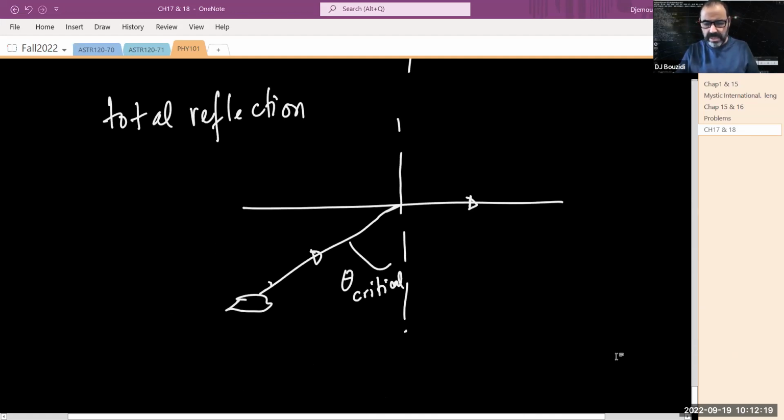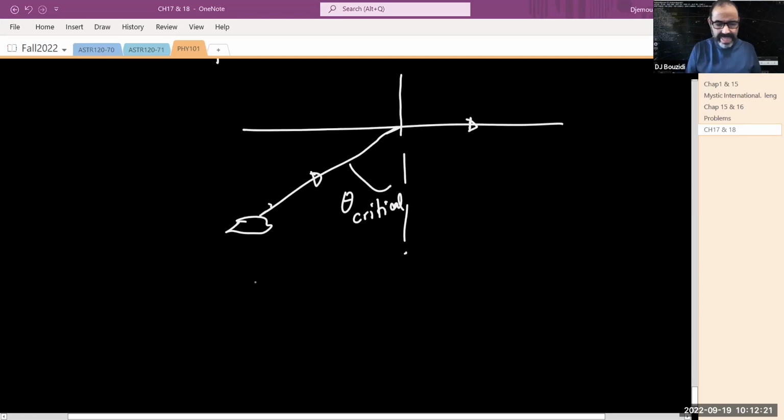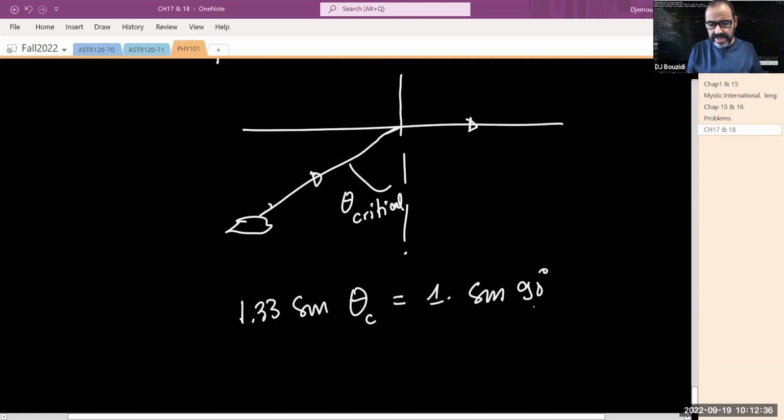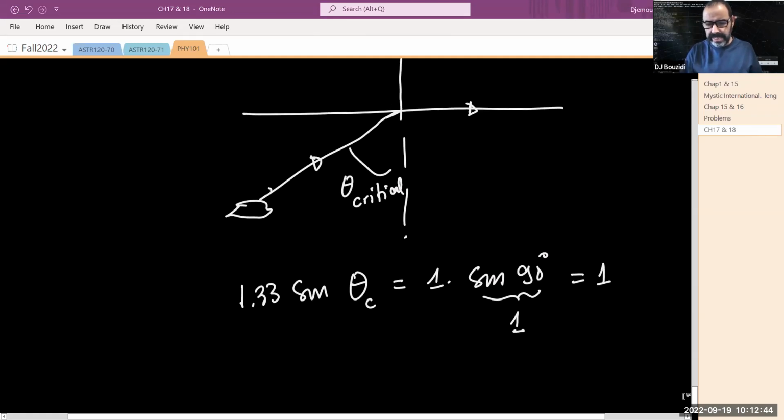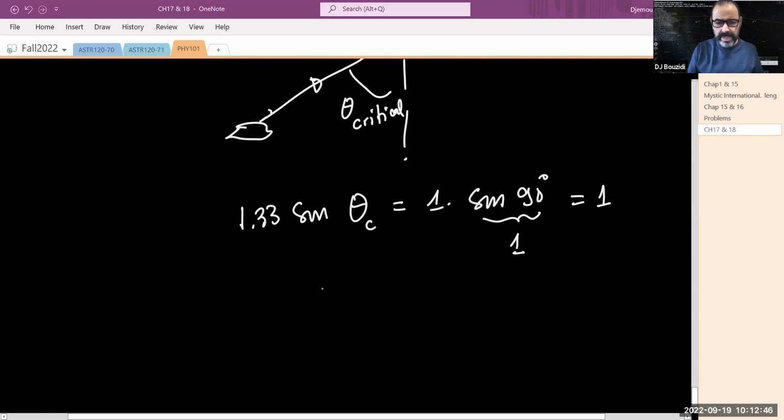Well, in this case, what we have is n for the water, which is 1.33, times the sine of this critical angle, theta c, must be equal to 1, for the index of air on the other side, times sine of 90 degrees. If you punch 90 degrees in a calculator, this sine is equal to 1. So basically, this whole thing is 1. So what is the theta c that makes this whole thing work?